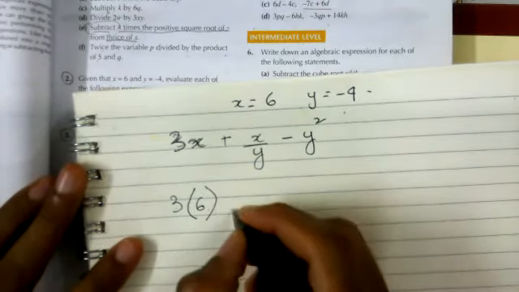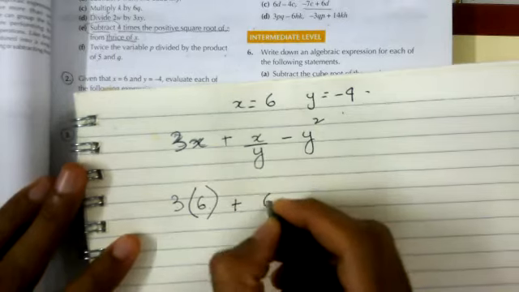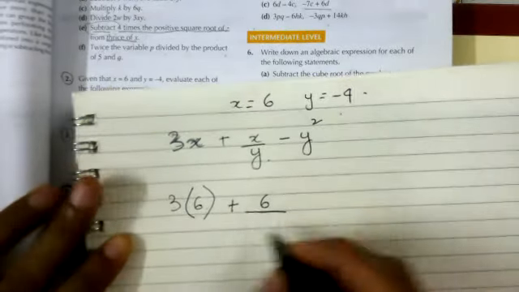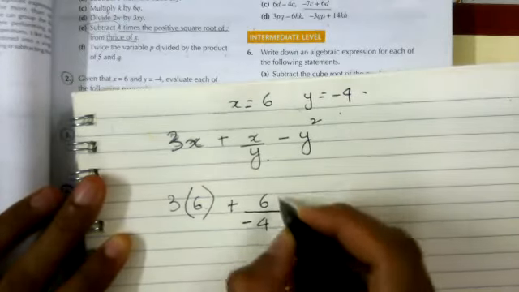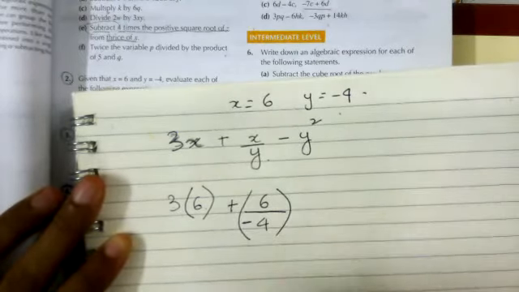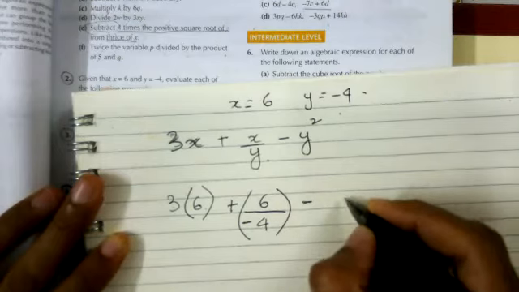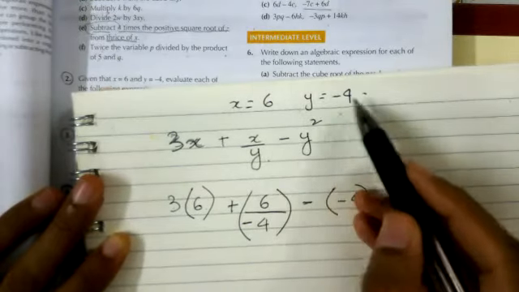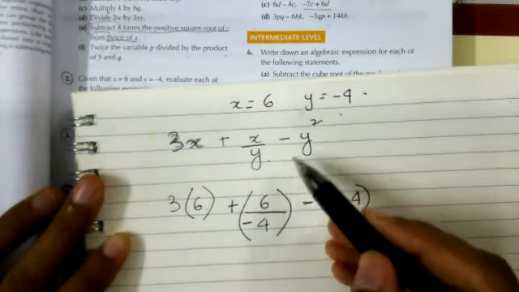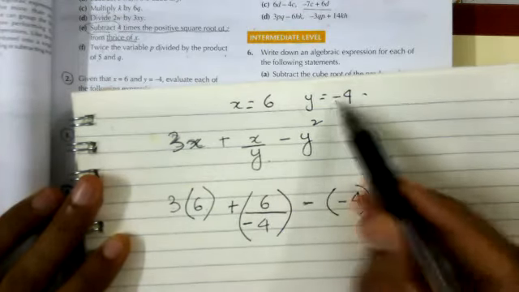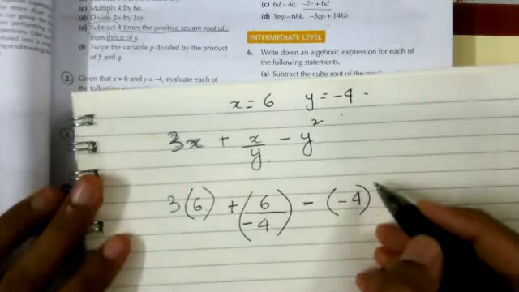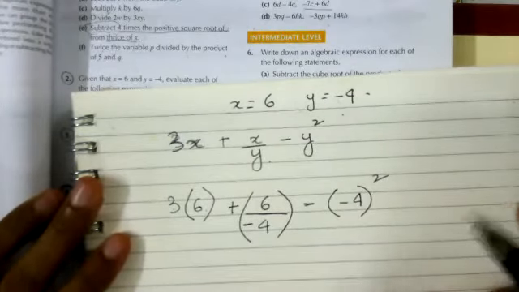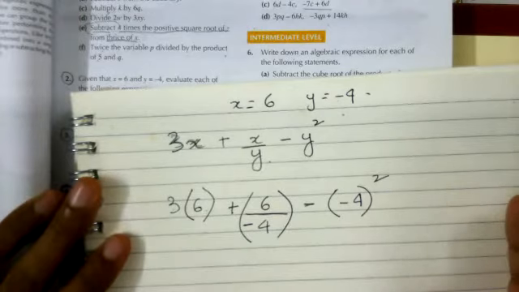Okay, you can do the next one. Plus 6 over y. y is minus 4. So wherever I have y, I will substitute it by minus 4, negative 4. And this is a square. Ishal, please keep yourself muted. Do you want to ask a question?